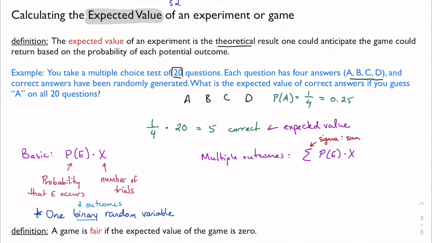I'm going to add up all of my probabilities times their trials. I'm going to add up all of their expected values. That's where I was going with this. So that's all that means. It's the same process, right? So the process is the same, but we're just going to add up all the expected values.